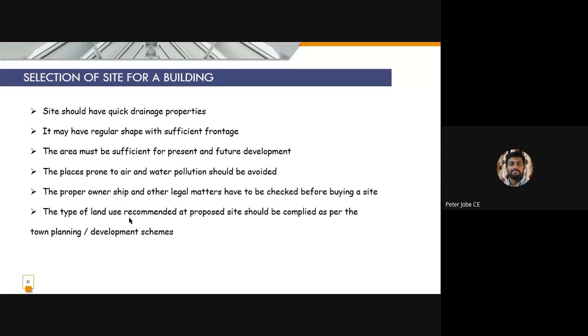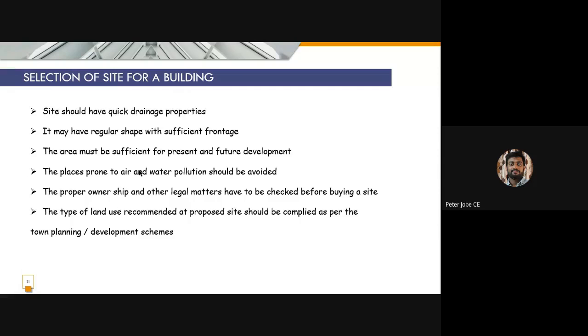So the next is that it may have a regular shape with sufficient frontage. This is necessary since it is not at all recommended to construct or buy a property or a land which is of triangular shape or some irregular shapes. Always give preference to land which is either square shaped or rectangular shaped. That's the best thing to do. So the regular shape should be maintained, and sufficient frontage should also be provided.